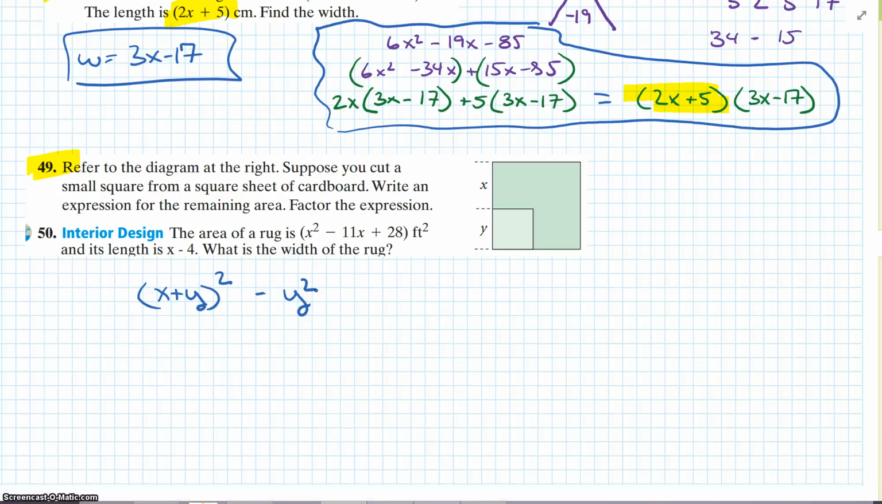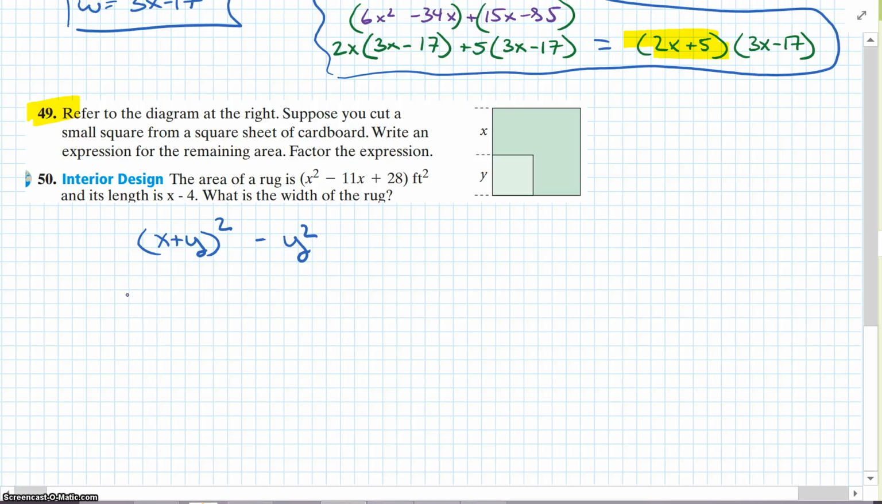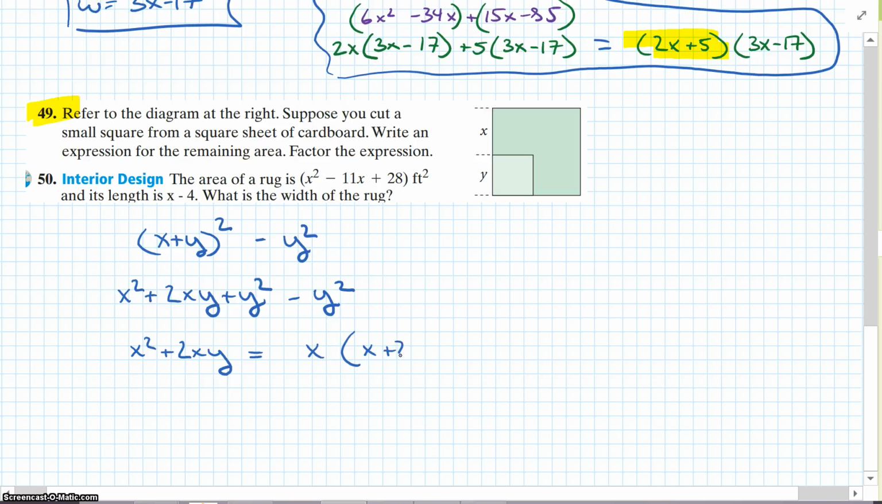So let's factor this out and see if we can do anything. What's x plus y squared? Well, that's going to be x squared plus 2xy plus y squared. So now we're going to subtract y squared, aren't we? So I can rewrite this as x squared plus 2xy, which I can rewrite as x times x plus 2y. So there we go. That's the factored expression.